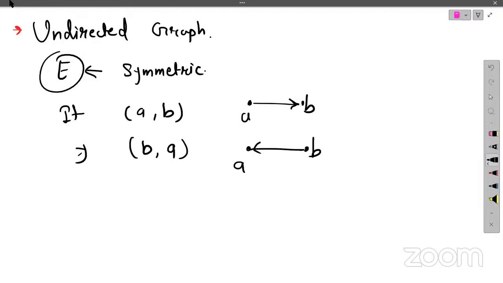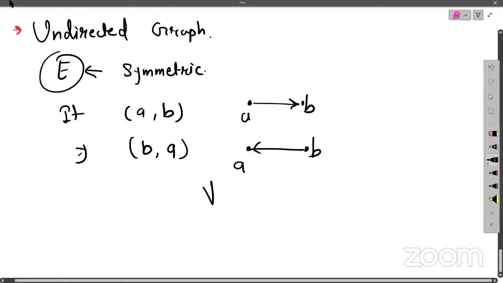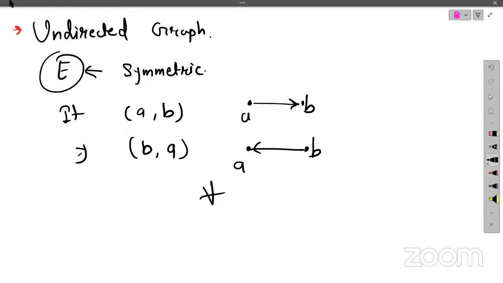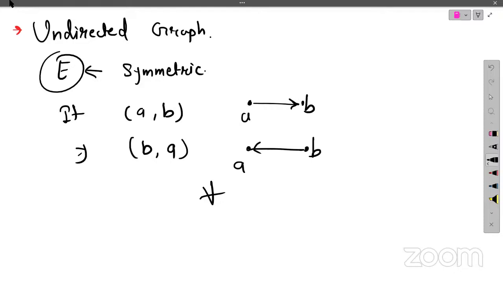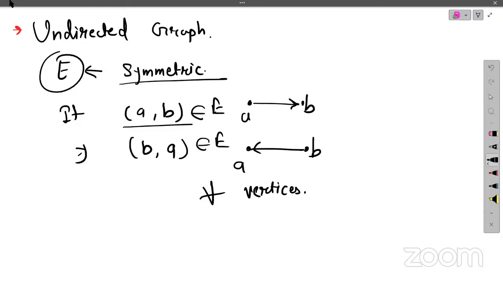And this is for all vertices, not for one particular pair of vertices. In between any vertices, if you can move in both directions, that means if you can go from A to B and B to A, then such a graph is known to be an undirected graph. So ultimately, there is no significance of direction. You can move in any direction, whatever you want. We can understand this by symmetry also. If A comma B belongs to E, then B comma A also belongs to E. And this is the definition of symmetry.